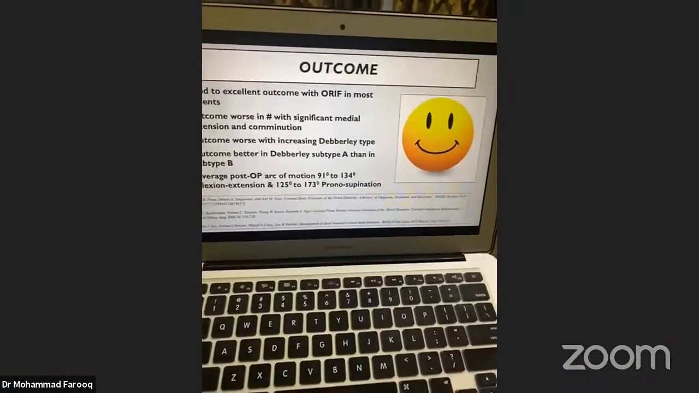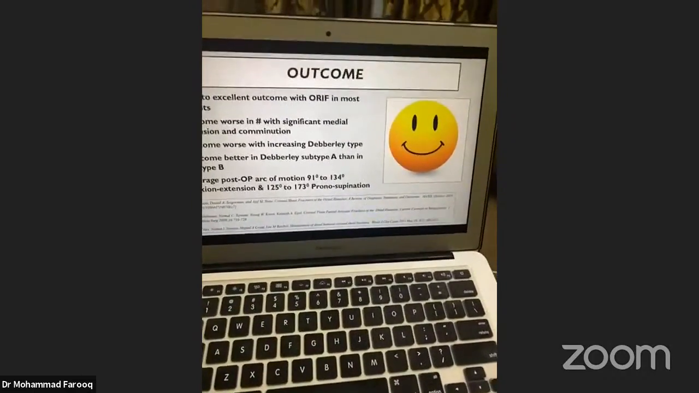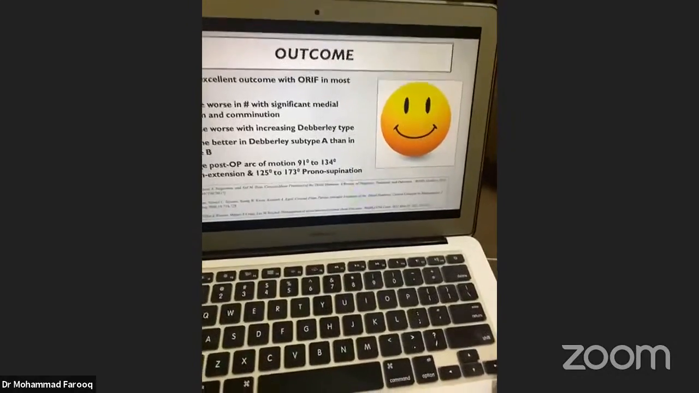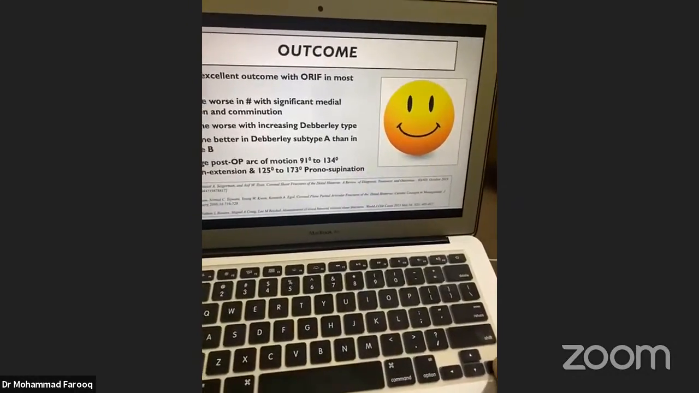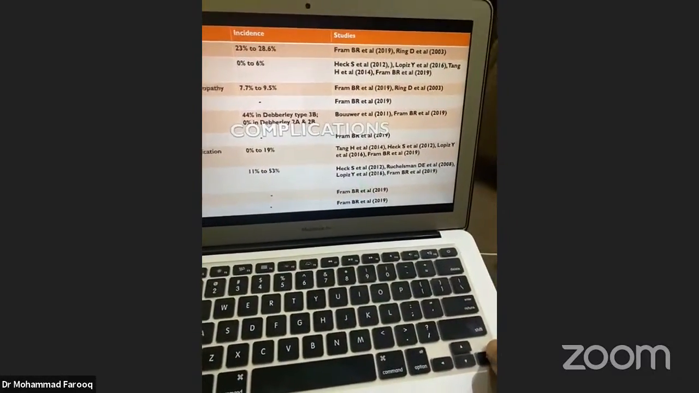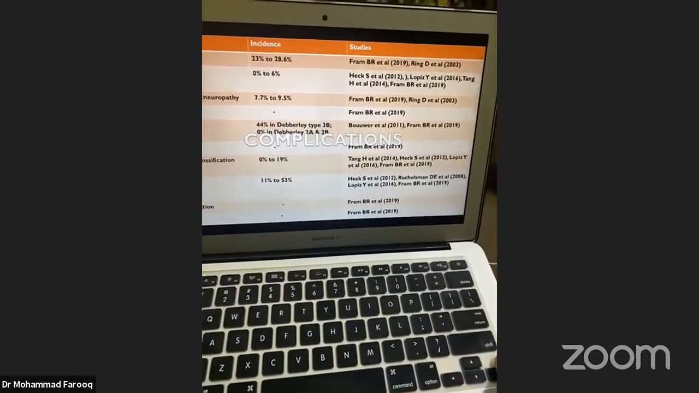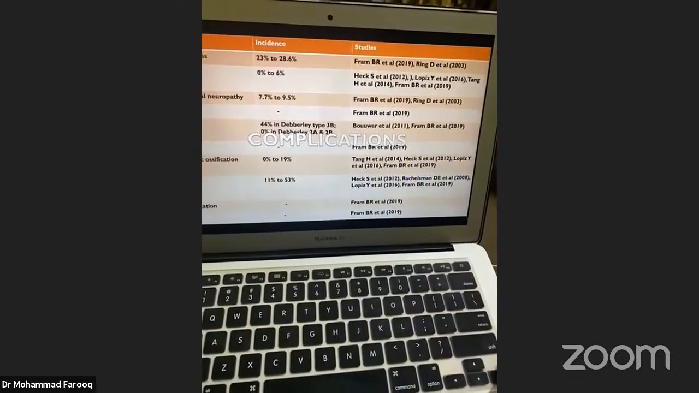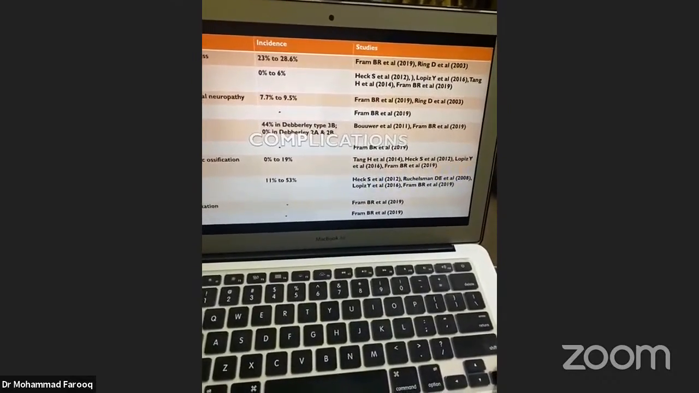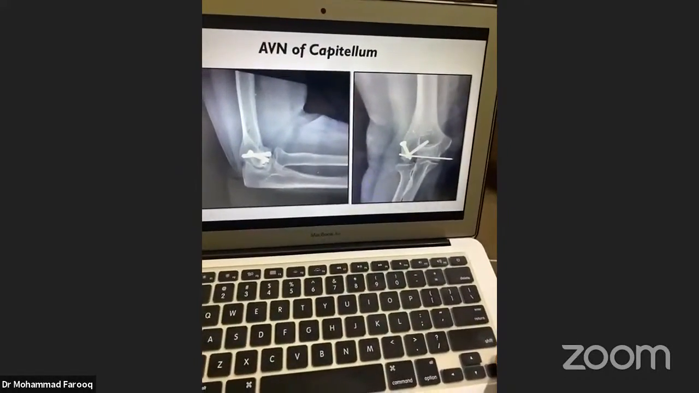The outcome is good to excellent with ORIF in most patients, but also depends on the fracture. Simpler fractures have good outcomes. Fractures with comminution, poor bone quality and poor fixation have really bad outcomes. We have found stiffness and osteonecrosis as the most common complications in our cases. For stiffness, in one case we did an anterior capsulotomy to address the flexion deformity that the patient developed. But these are not always dependent on the fracture.